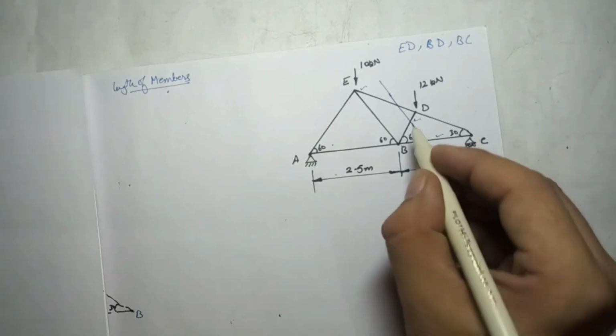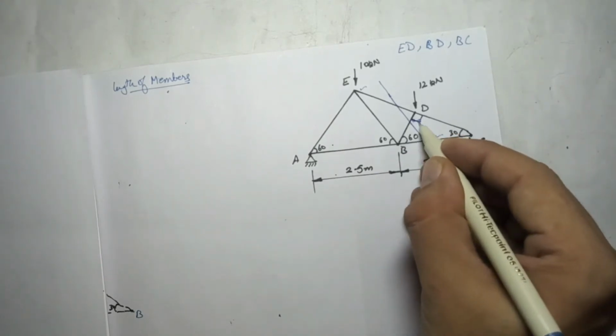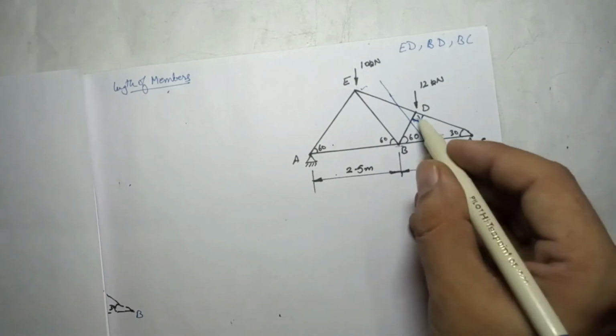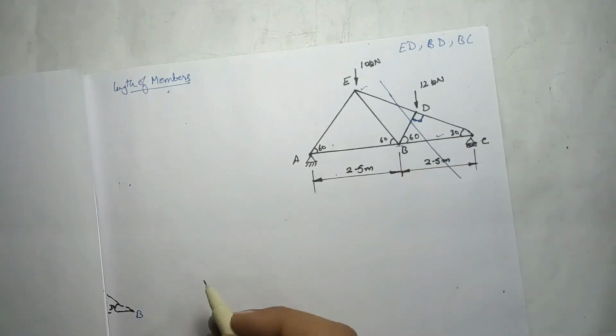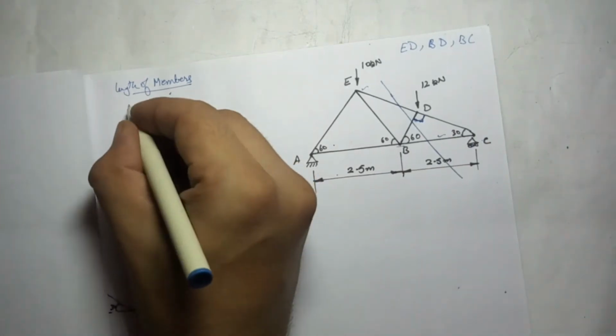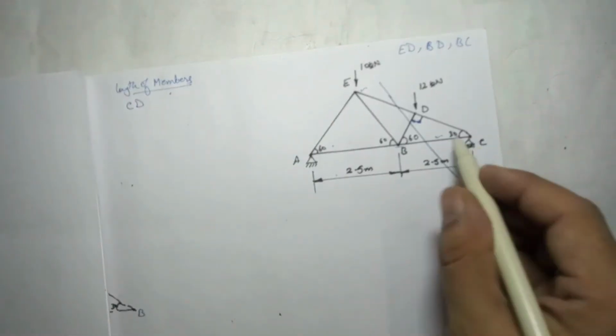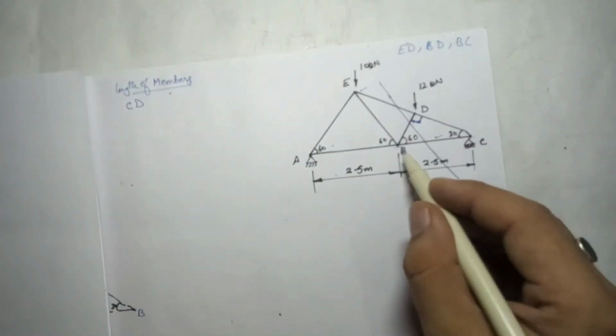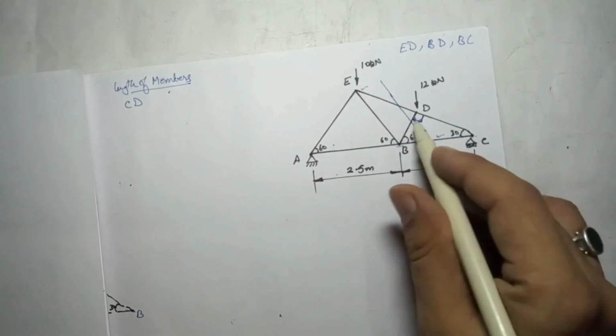So this is 30, 60. So this angle automatically will come 90. It means BD is perpendicular to this, right? So we can now find out the length. I can say CD, which we have to find out, this CD, unknown value. BC we know, 2.5. CD we want to know.